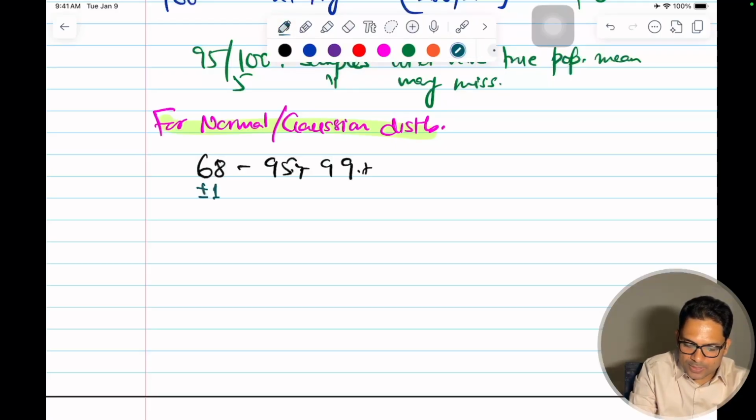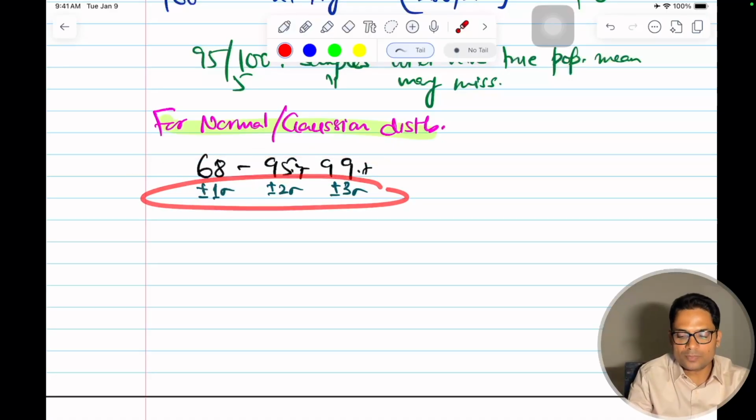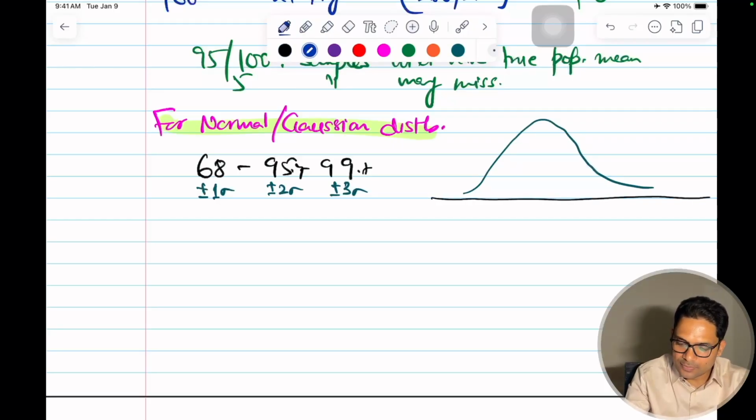This is plus minus 1 standard deviation. This is plus minus 2 standard deviations. This is plus minus 3 standard deviations. So the data will lie between, if I have this mean and draw this bell-shaped curve, and say this is the mean, and this is 1 standard deviation, like this. This is minus 1 standard deviation. This is plus 1 standard deviation, this side.